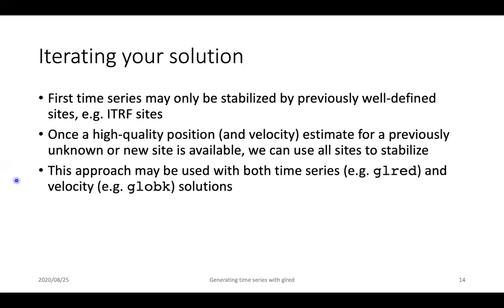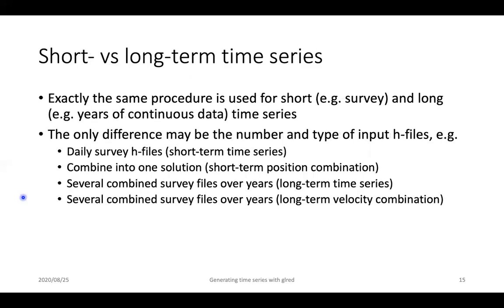When we iterate our solution, the first time we normally use a set of very well-defined sites, just a few, maybe 10, 12, 20, depending on how many you have in your process network. And once a high quality position and velocity estimate for previously unknown or new sites is available, we can use those in a new APR file and use those as well to stabilize a second iteration of your solution using all sites with better coordinates. This approach can be used with both time series and velocity solutions.